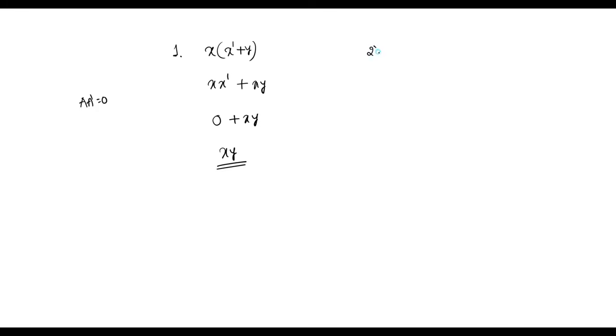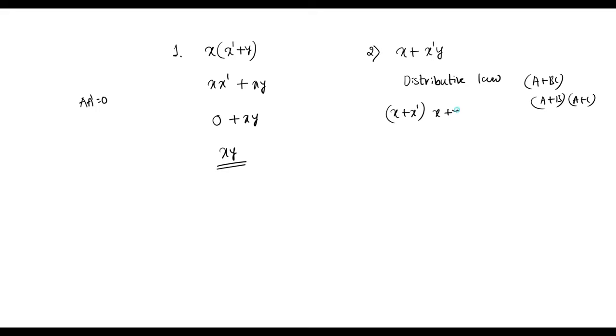Let me consider the second one. The second function is x + x'y. So let me simplify this. By using distributive law, according to distributive law, we know that a + bc can be written as (a + b)(a + c). So likewise I can write it as (x + x')(x + y). We know that x + x' is nothing but 1, so 1 times (x + y), or we can write it as x + y. So the simplified function of x + x'y is nothing but x + y.